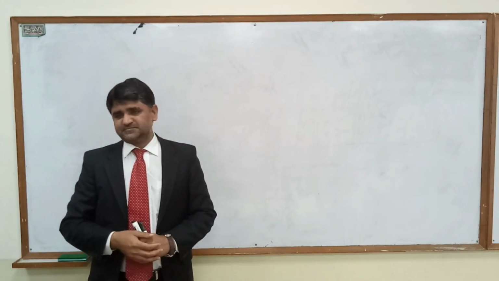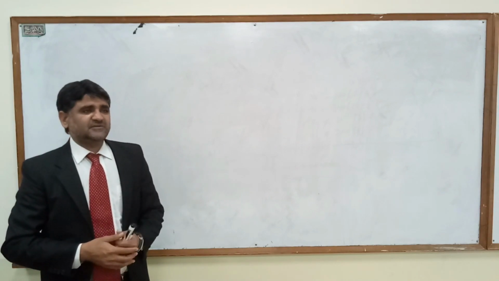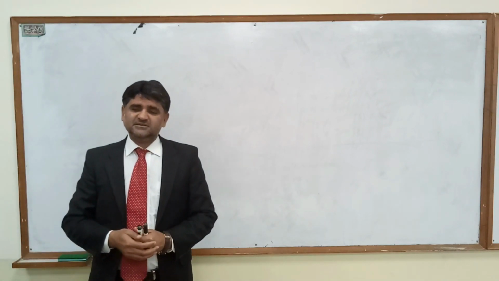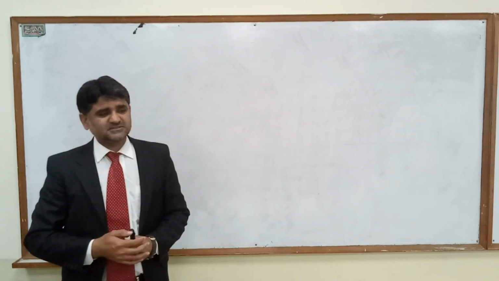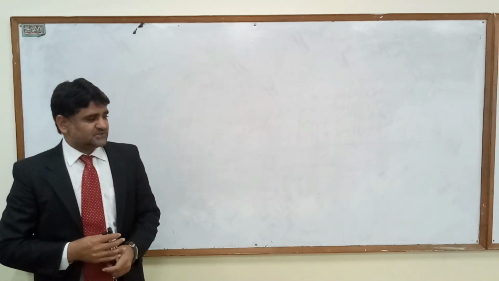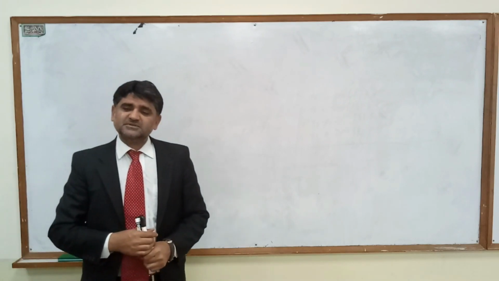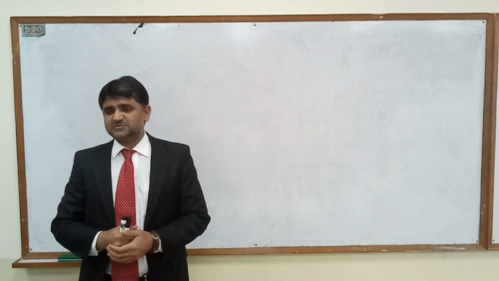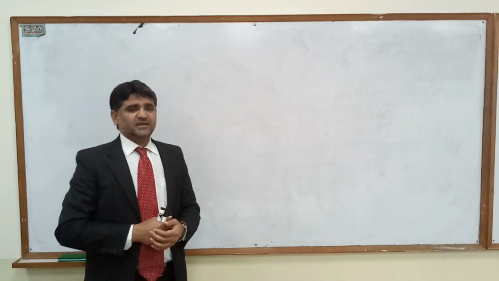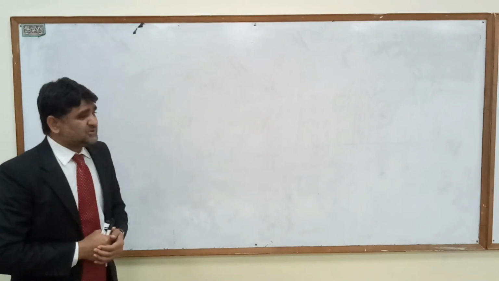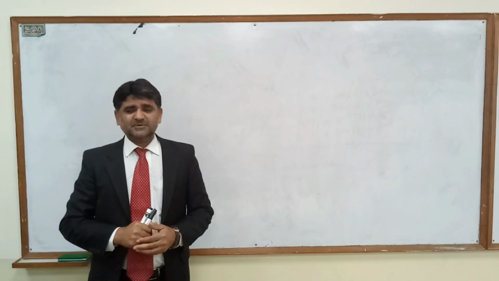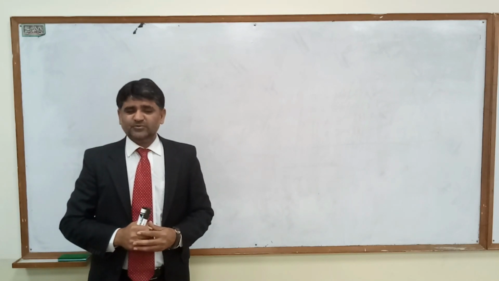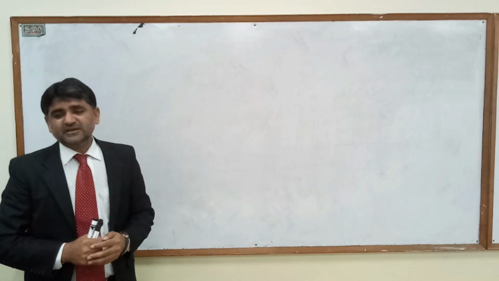What is an equation? The expression having equal sign is called an equation. When left side is equal to right hand side, that is called equation. So there are different types of equations. In our last class we have covered first degree equation. So first degree equations are linear equations, where the power of variable is 1.